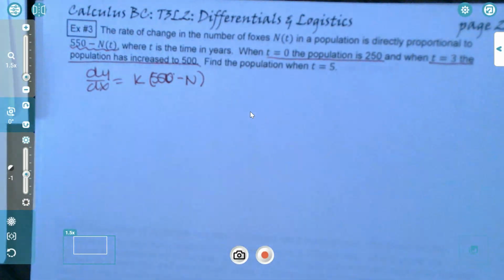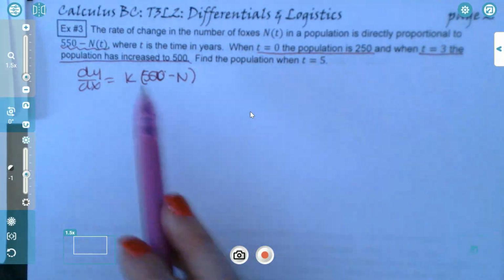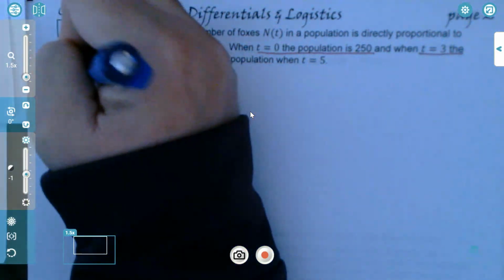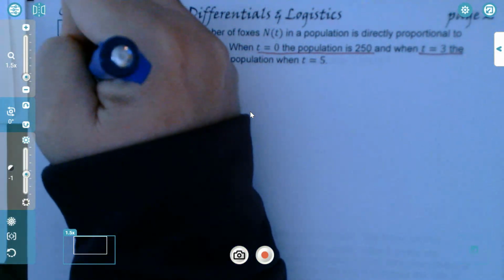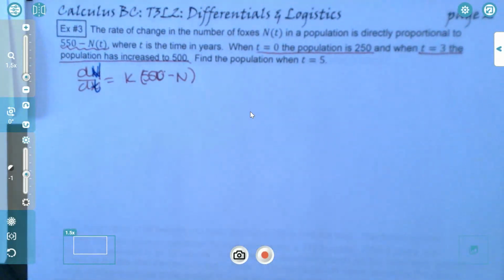All right, so dy dx equals k times 550 minus n. So already we know we've got a couple of unknowns here. And if you remember, this is where we have to solve for a couple of things to make this work. And that should be dn dt. Look, told y'all. That's what I get.